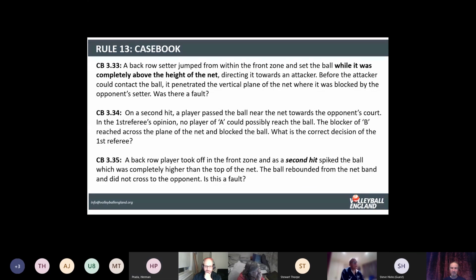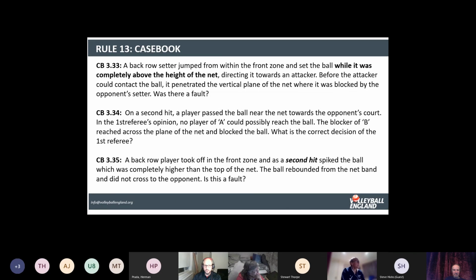Yeah. So this is the point I made earlier, be aware that the back row setter in setting the ball could either be a perfect set to the attacker, or it could be an attack hit if it crosses the vertical plane of the net. So in this instance, the block by the opponent's setter completes the attack hit, okay, and therefore the fault is an illegal back row attack by the setter that contacted the ball, okay.